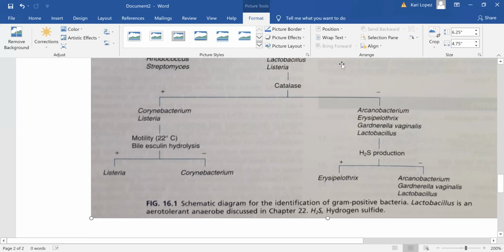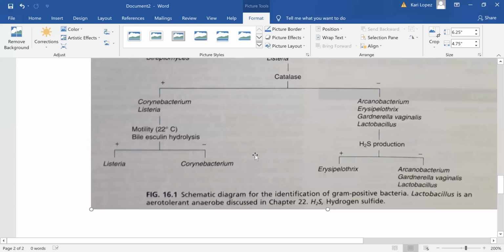So which one's going to be positive? Catalase positive. We just talked about it a little bit. So your Corynebacterium and Listeria. And what's the difference between the Listeria and the Corynebacterium? Motility and the bile esculin hydrolysis. Exactly. So Listeria is going to have motility at 22 degrees Celsius, which is room temperature, and not at 37. And then your Corynebacterium will be negative for both of those.